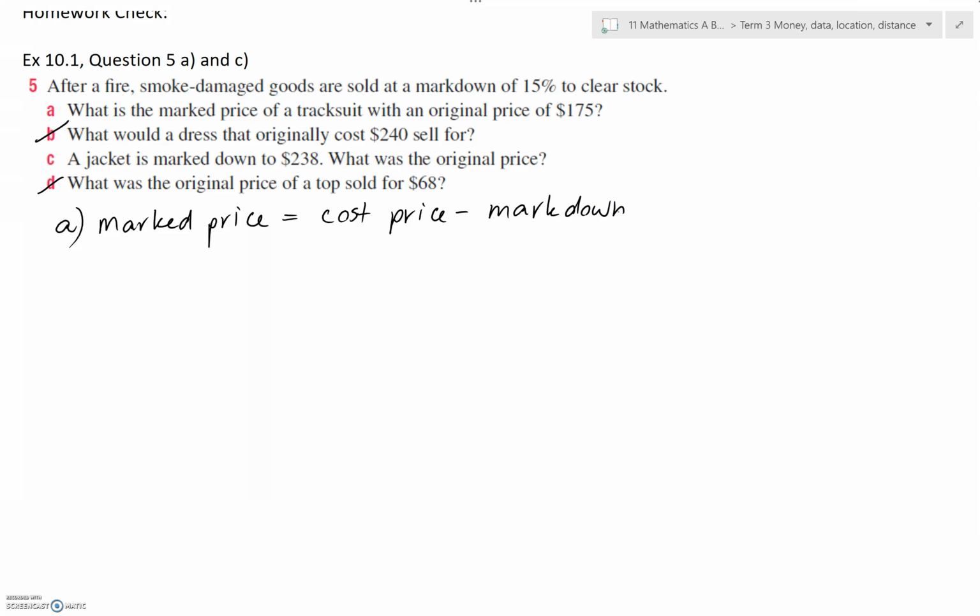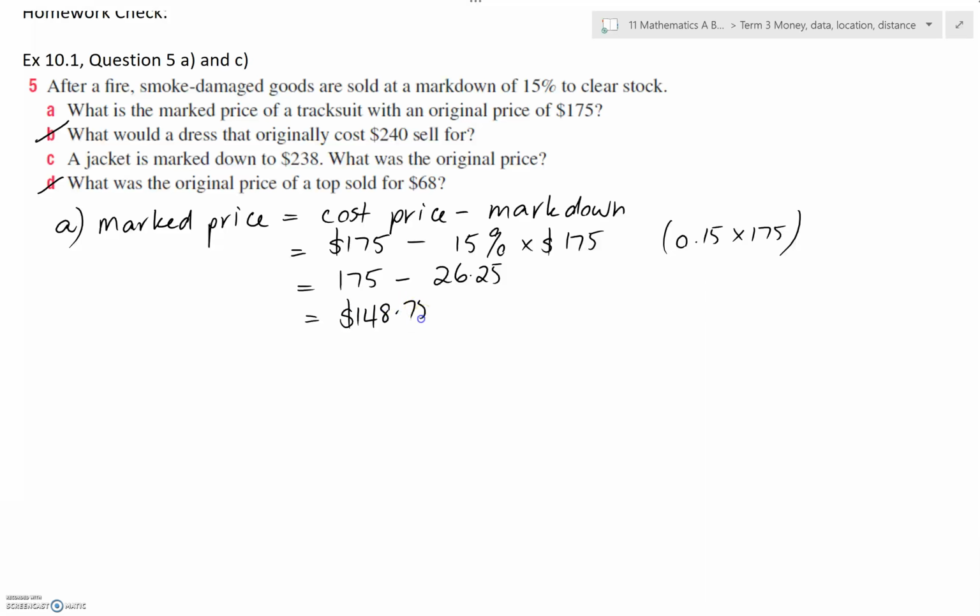So I'm going to do this in one step this time. Last time we were doing things in a couple of steps, but I'll show you a couple of different ways of doing this. So cost price is $175, and we want to take 15% of that $175 off. And remember, as a decimal, that's 0.15 times 175. That's what you need to put into your calculator. So it's going to be 175 minus 26.25, or in other words, $148.75. So that's one possible way of doing it.